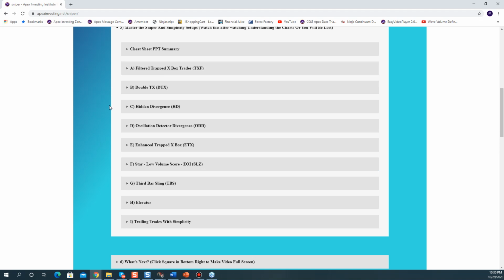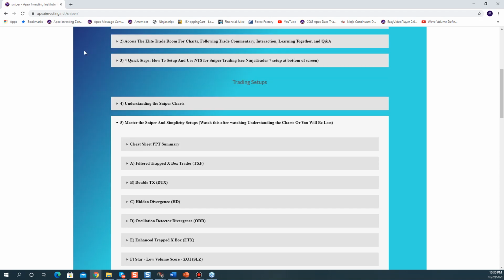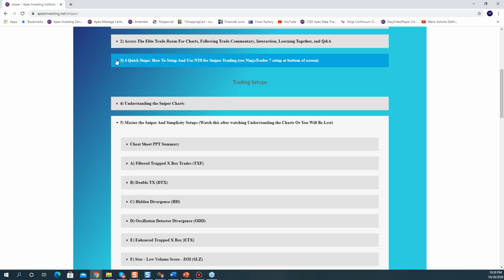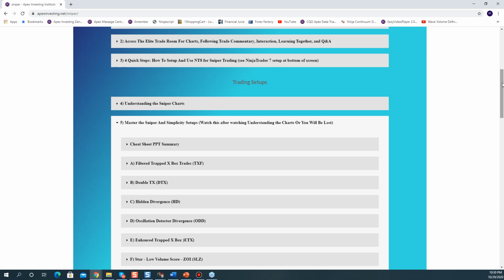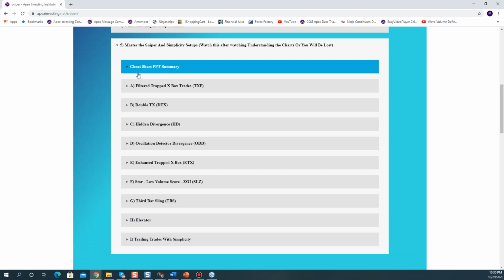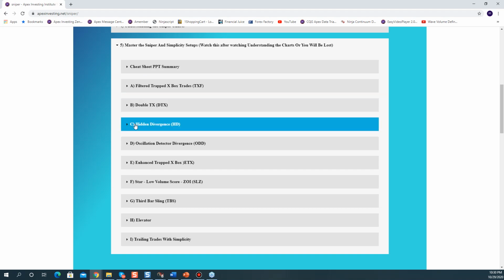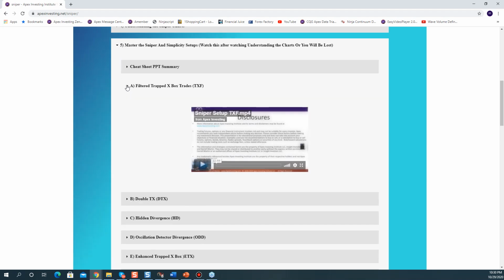And guys, you don't have to know everything in order to do anything. What do I mean by that? You need to be in the room. Yes. You need to set up your NinjaTrader and your charts. Yes. You need to understand those charts. Yes. Do you need to come to step 5 and learn every single rule forward and backwards to every single one of these trades before you do anything? No.